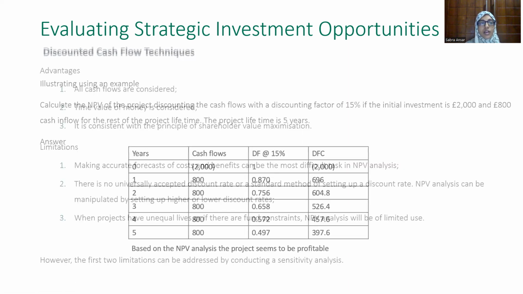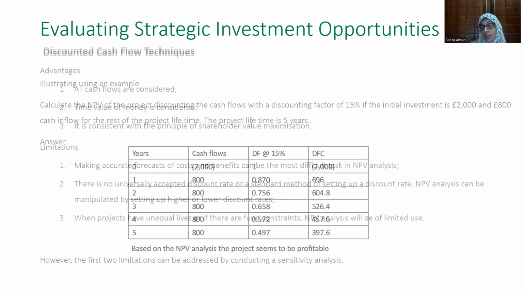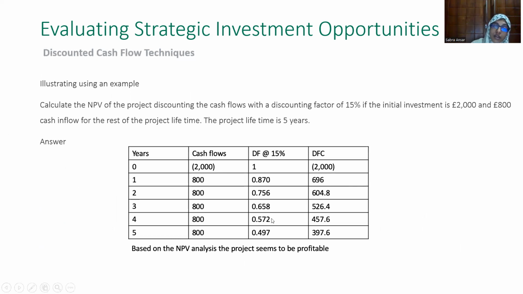So the basic thing about NPV is that I explained to you that if an investment gives a positive NPV, it is likely that the investment will be proceeded. If it's a negative NPV, obviously it will not be considered or undertaken. If the NPV is 0, then the management will decide. As you can see here, it's a positive NPV. Therefore, this seems to be profitable, and generally, according to the NPV analysis, it will be considered. So this is how we calculate the NPV.